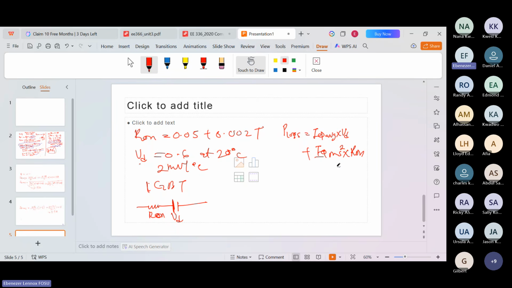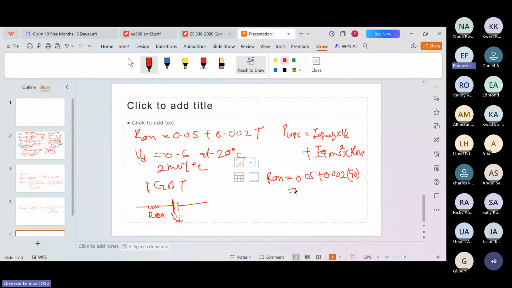Multiplied by R on. So this is what we are going to get. So we need to get the R on at 90 degrees, the temperature given was 90 degrees, right? And then the VD, that is the on-state voltage drop at 90 degrees. So first of all, let's calculate the R on at 90 degrees. Wherever we see T, we will put 90 there. So you're going to have 0.05 plus 0.002 multiplied by 90.